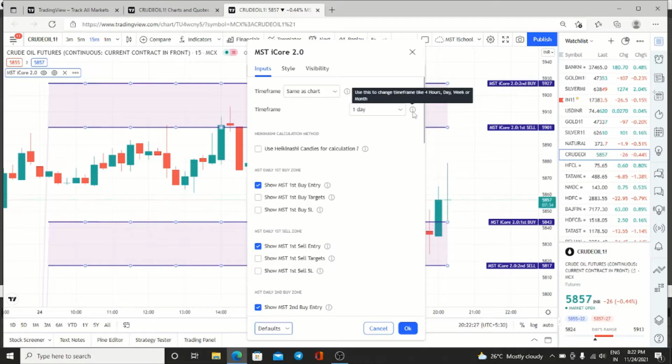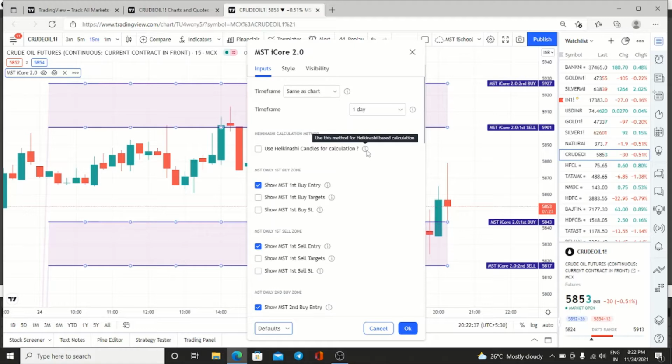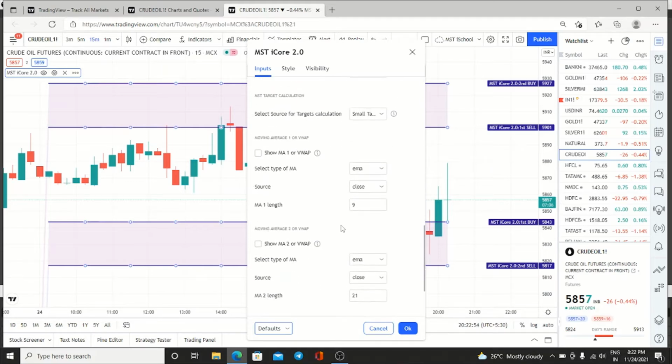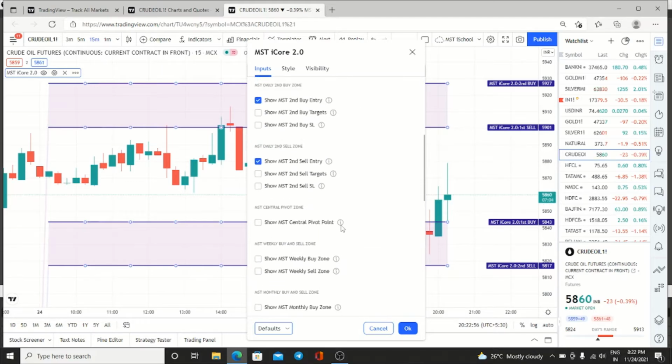it will tell you use this to change time from like 4 hours, day, week or month. Here it will show you use this method for Heikin-Ashi based calculation. Here it will show you enable this every day with the default setting for buy entry. So likewise, we have given an information self-explanatory section for all the content.